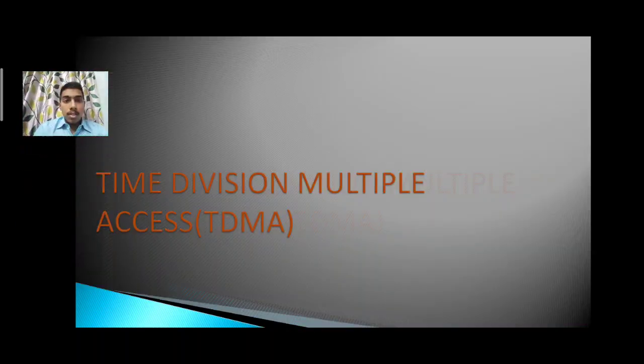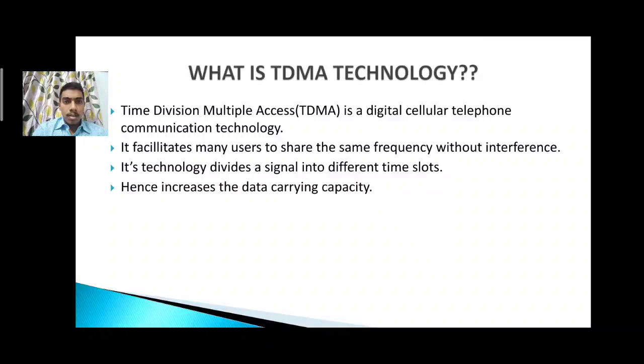Now the next one is time division multiple access, that is TDMA. What is TDMA technology? Time division multiple access is a digital cellular telephone communication technology. That means FDMA is one type of analog cellular telephone, but TDMA is a digital cellular telephone. It facilitates many users to share the same frequency without interference. It provides many users with different types of information in the same frequency without interference or noise. This technology divides a signal into different time slots.